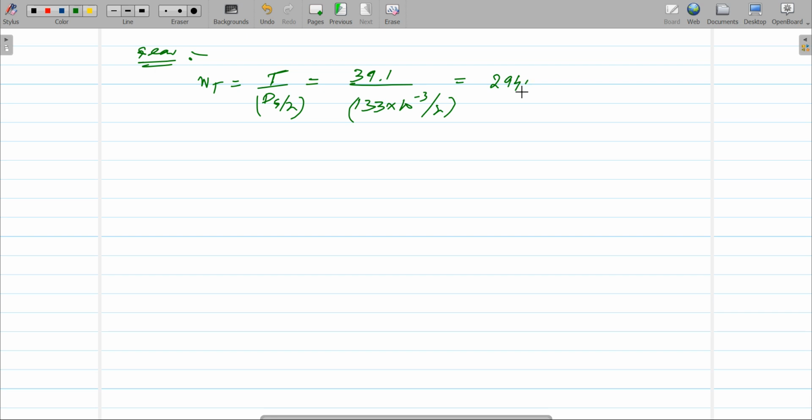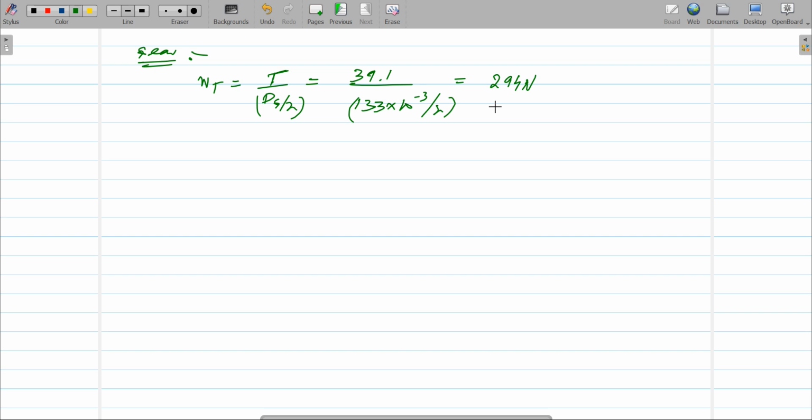Taking to the next page, we have to find forces on the gear. For the gear, we know that the tangential force is the driving force, which equals torque over dg by 2. What is dg again? It's the diameter of the gear, or the pitch diameter of the gear. From the problem, the torque is 39.1, and the diameter of the gear given in the problem is 133 mm. So 10 to the power minus 3, because we convert into meters. So you end up with the answer of 294 Newton.